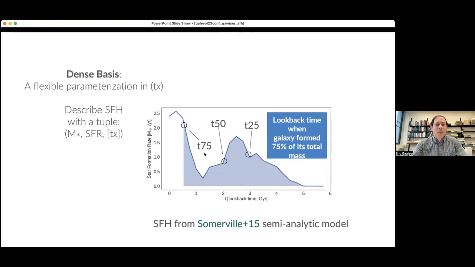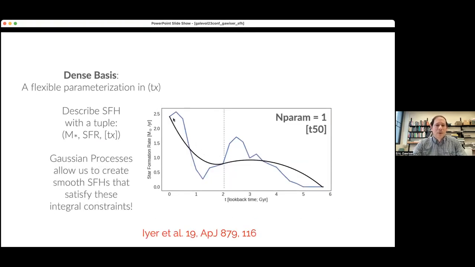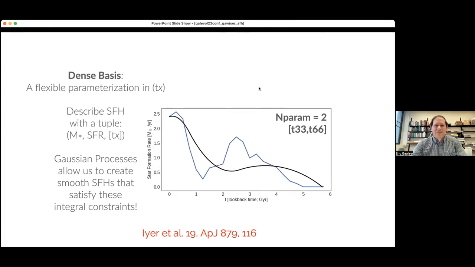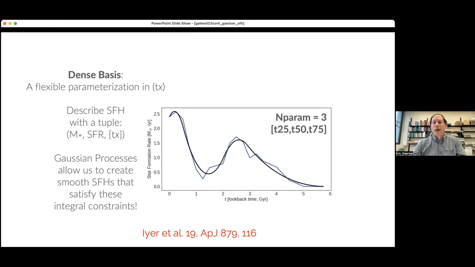rate. But we can vary that number of parameters. So here's an example of what you get with fitting with a Gaussian process, one of these realistic star formation histories, using one parameter. It's just parameterized by T50, the total stellar mass and the instantaneous star formation rate. If we go up to more parameters, 2, maybe it doesn't do much better. But in this case, 3 does quite well.